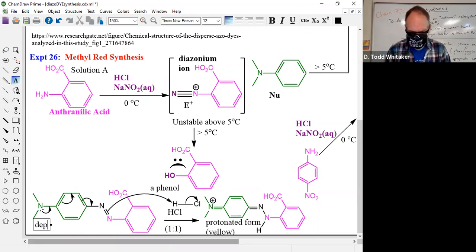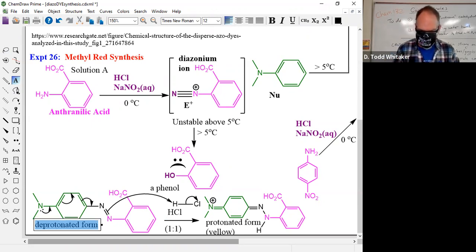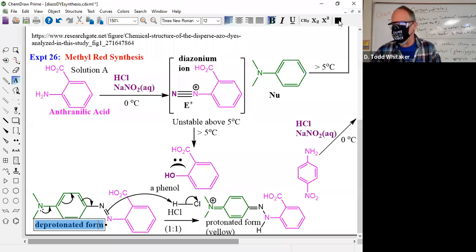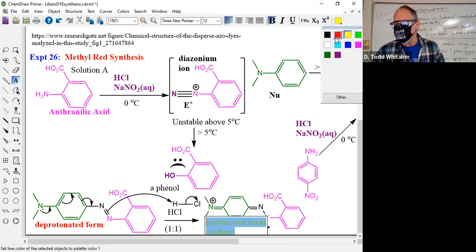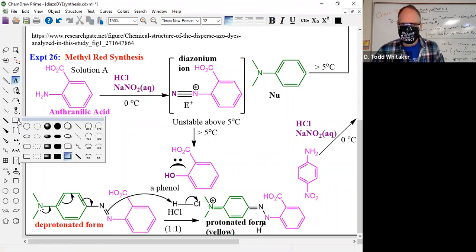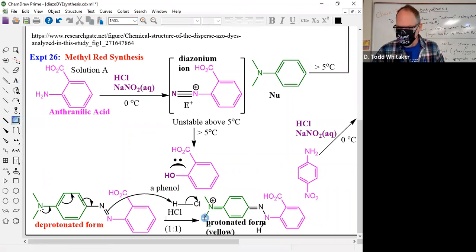The deprotonated form is red, and the protonated form is yellow. Yellow doesn't show up very well. Yellow outline. Yellow shadow box. Now let's just do that.